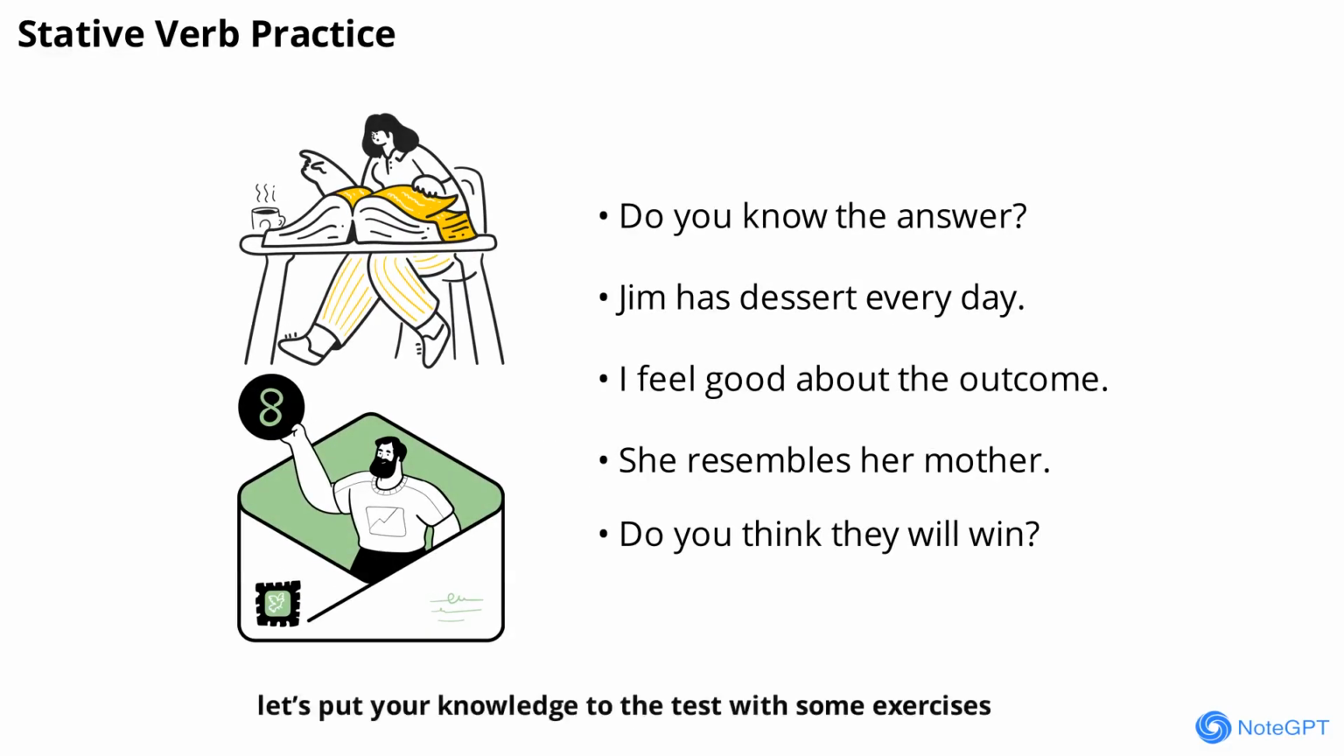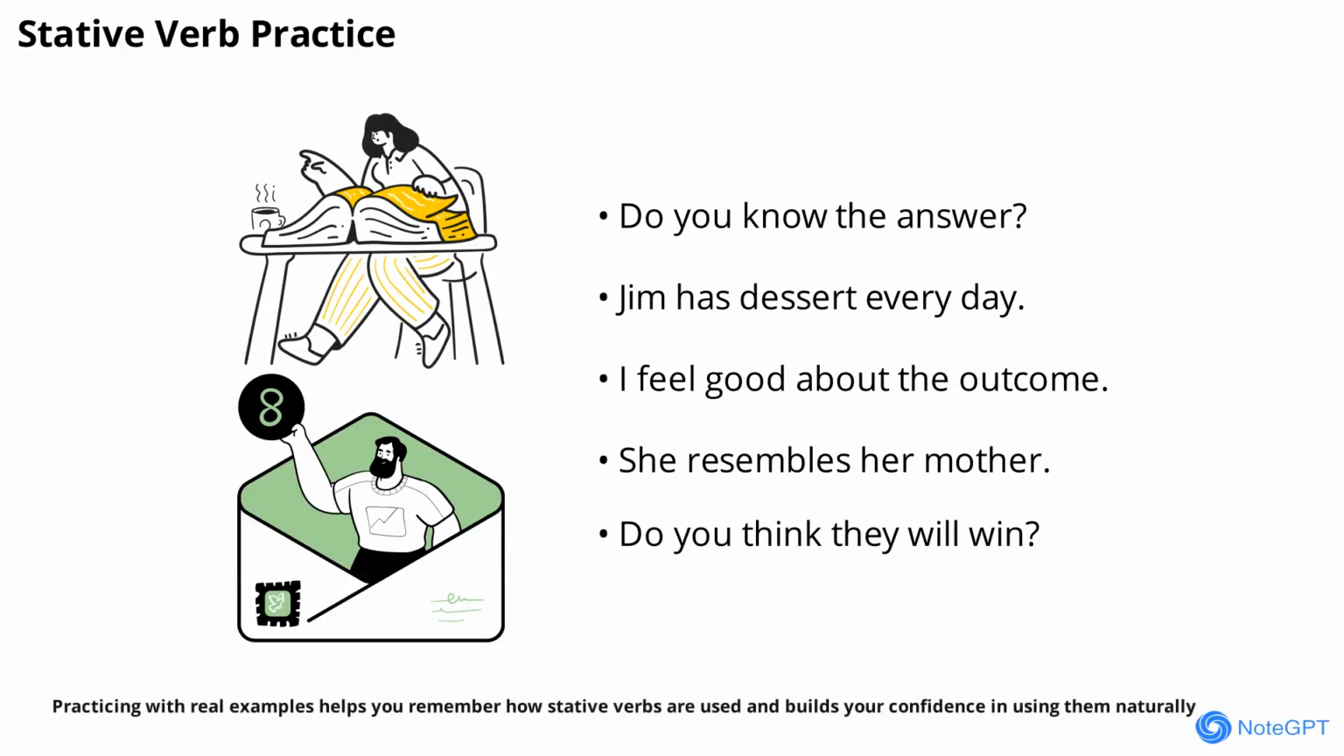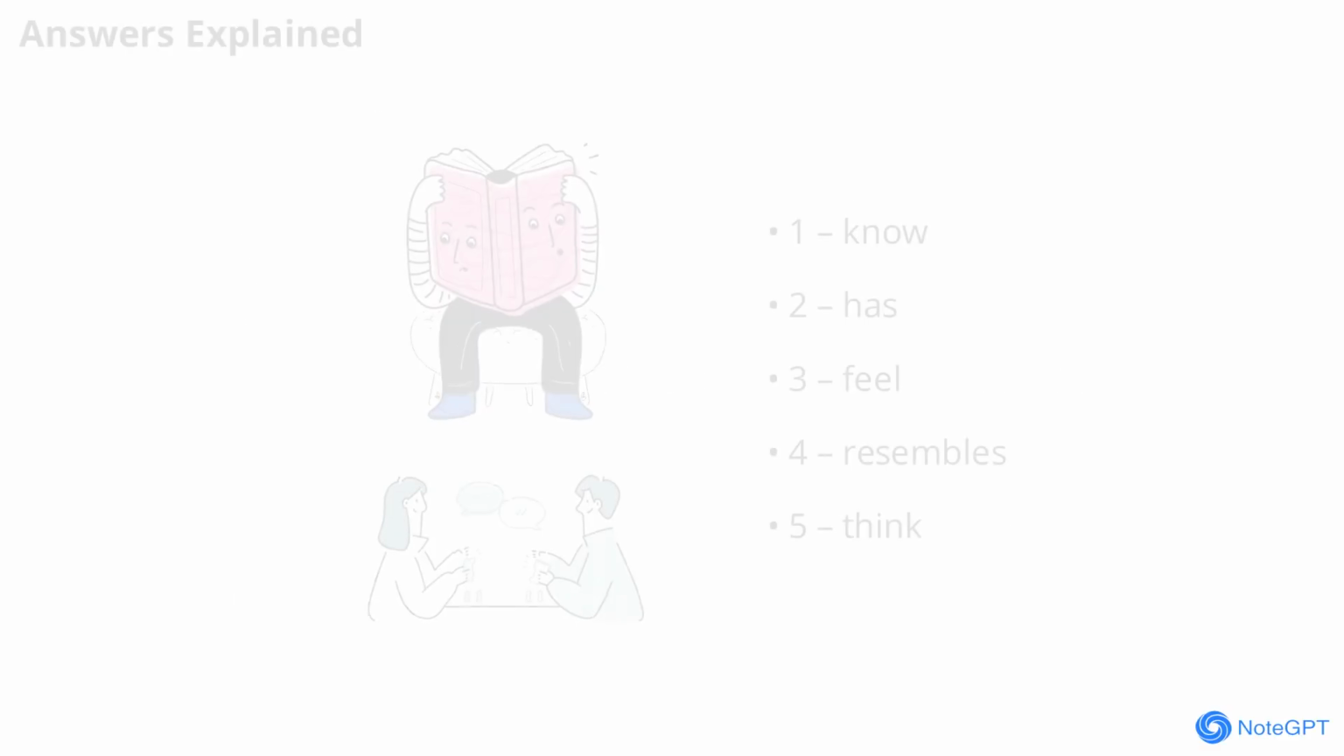Now let's put your knowledge to the test with some exercises. Try to complete these sentences with the correct stative verb. Do you the answer? No, Jim dessert every day. Has, I good about the race's outcome. Feel, she her mother. Resembles, do you they will win. Think. Practicing with real examples helps you remember how stative verbs are used and builds your confidence in using them naturally. Let's check your answers.